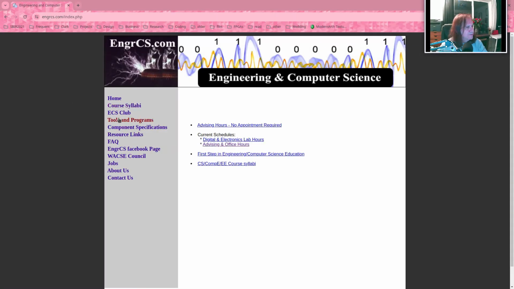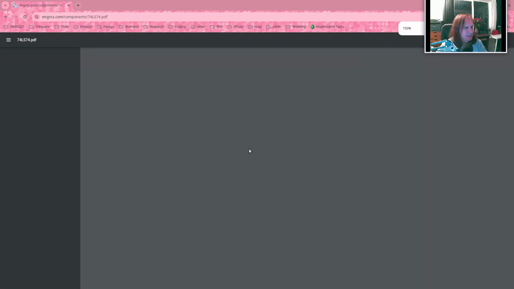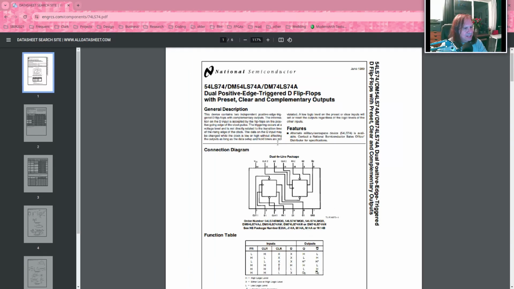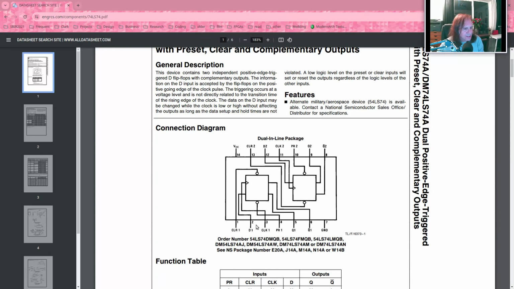And let's look at a flip-flop. So we'll look at the 7474. That's a dual positive edge triggered D flip-flop. It has a pair of these D devices. We can see there's a clear input coming up here. That's CLR1. And there's a preset input going in here. And you see there's bubbles on there, so those are active low.